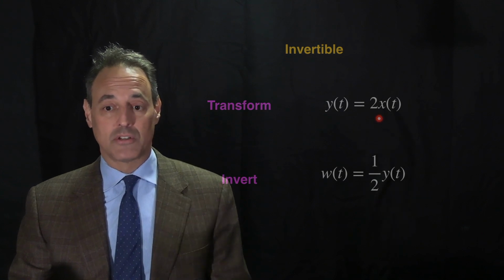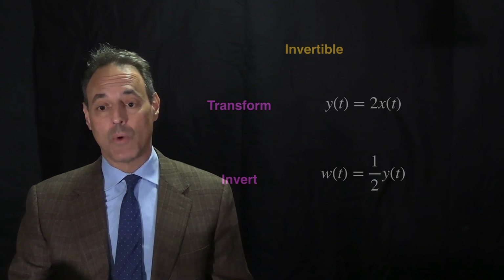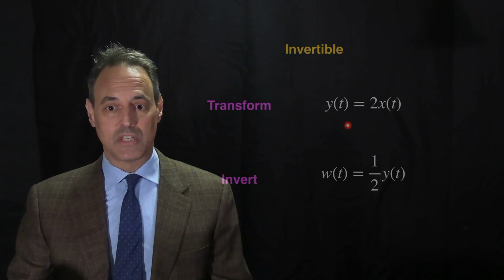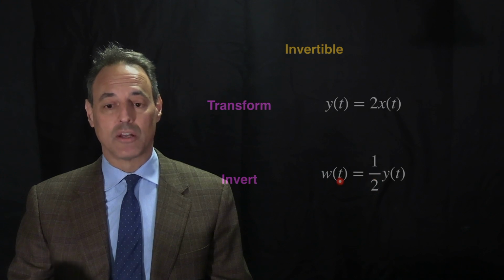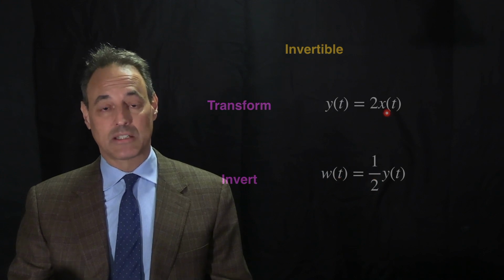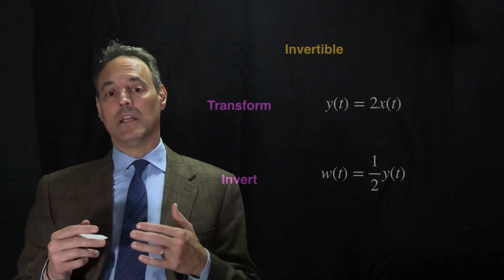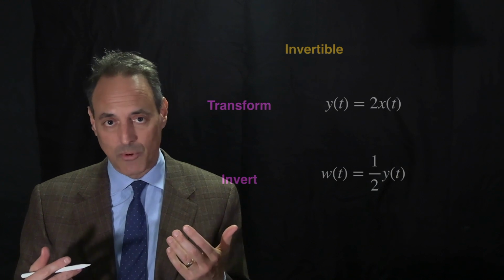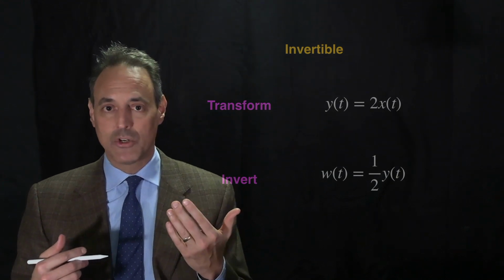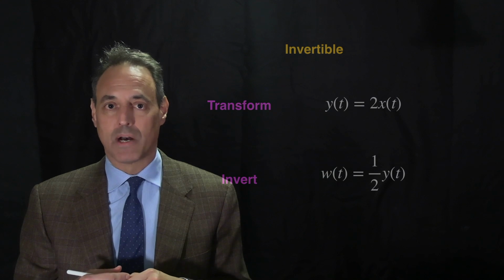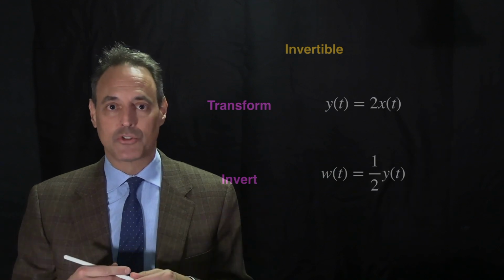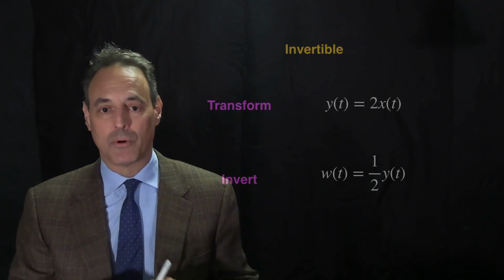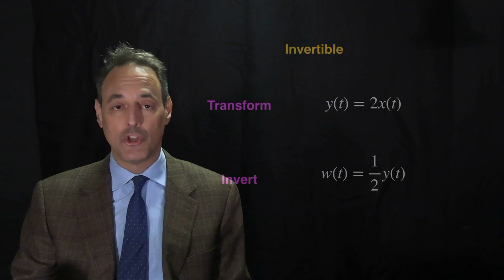And you ask the question, is it invertible? I want to find a way to get back to my original function. I can invert that by dividing by 2. So I take the output, divide by 2, and I get a new function w of t. If w of t is the same as x of t, then what I've done is invert that function. This is a very simple example: a multiplication by 2, and the inverse is division by 2. And so it's unique. Whatever I see in the output, I just divide by 2 and I get a unique inversion.